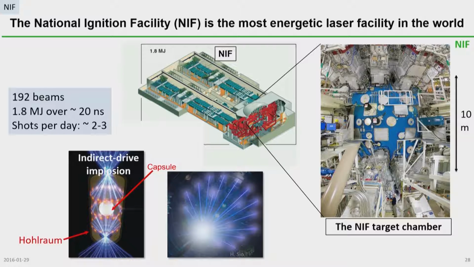One slide primer on the NIF: the National Ignition Facility is simply put the most energetic facility in the world. So in comparison to Omega, we now have 192 beams, and you have about 1.8 megajoules over about 20 nanoseconds, and you have about 2 to 3 shots per day.